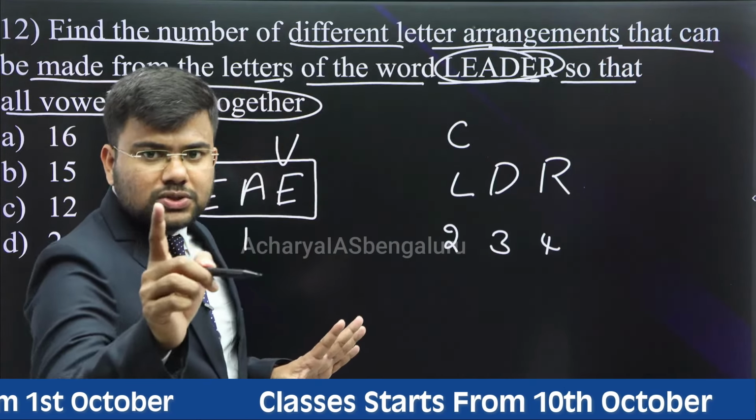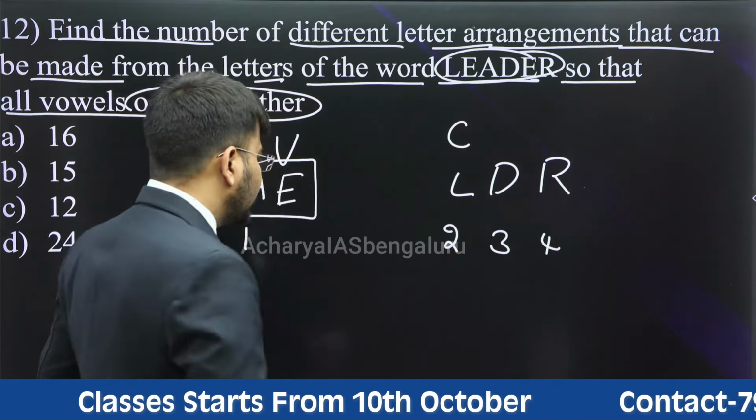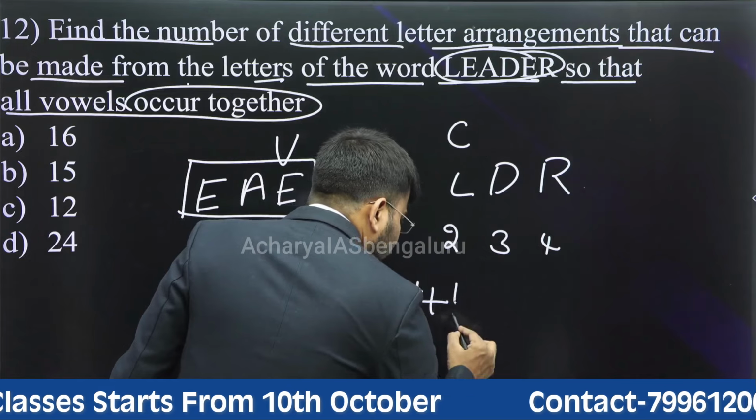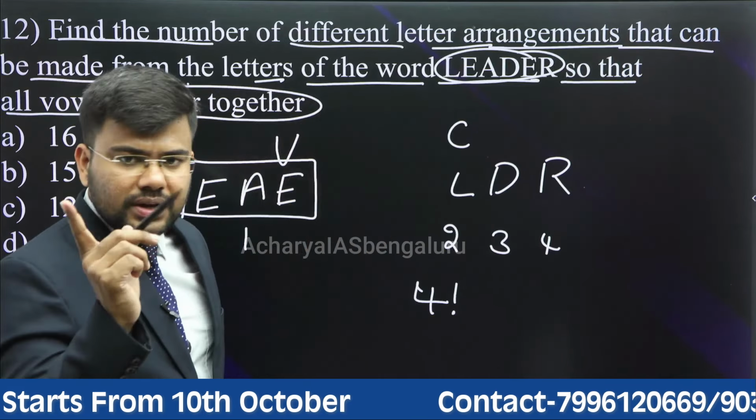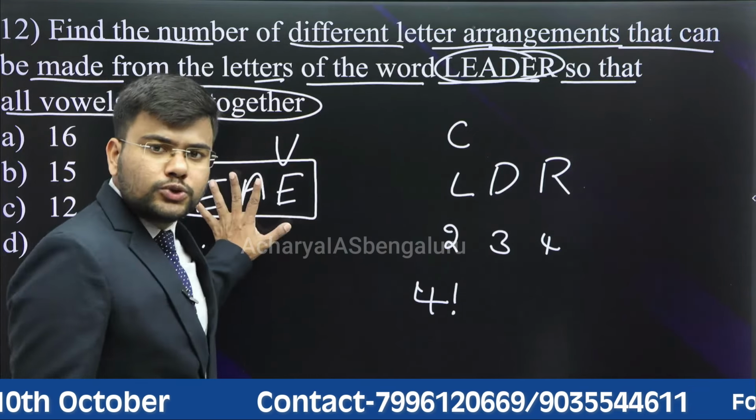Now tell me the answer. What would be the answer? Arranging this such that vowels should be together, that would be 4 factorial ways. Fine, sir? Yes. Sir, the condition is they are telling that all vowels should be together.